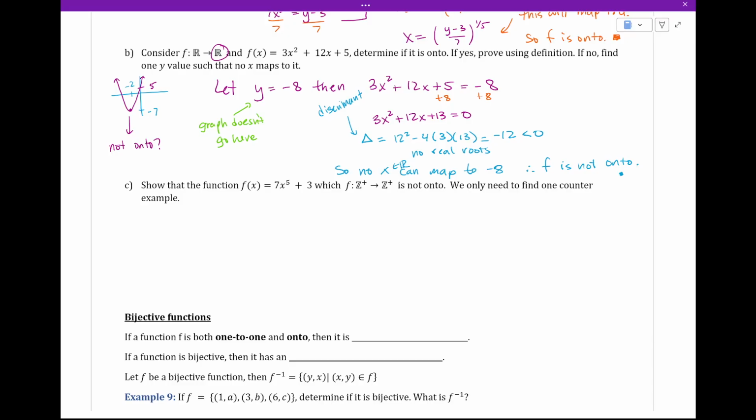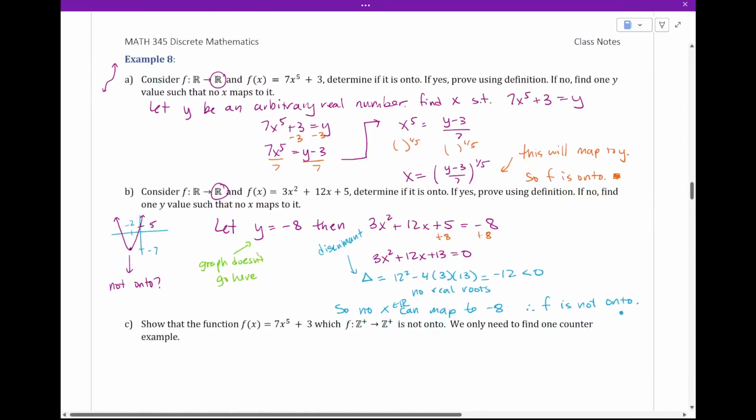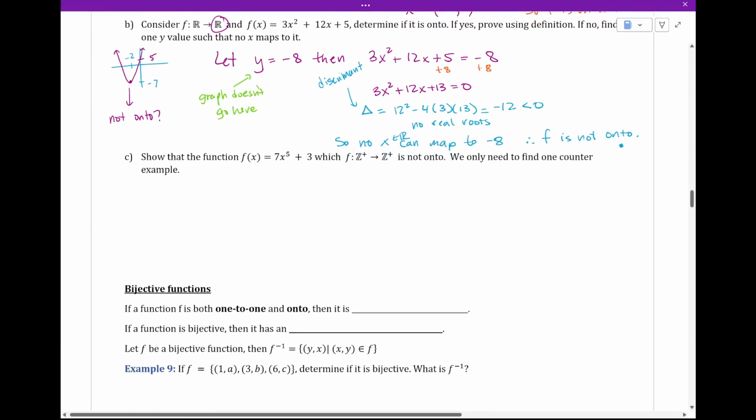Okay, let's revisit the same function that we had in A, 7x to the 5th plus 3, but let's change our domain and codomain to be only positive integers. And I'm going to show that this is actually not onto. Here we saw that it was onto when we had real numbers to real numbers, but now we're only interested in positive integers to positive integers. So we need to look for a counterexample.